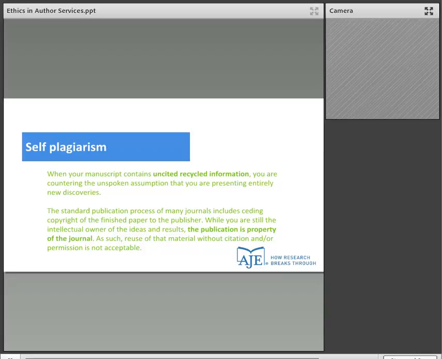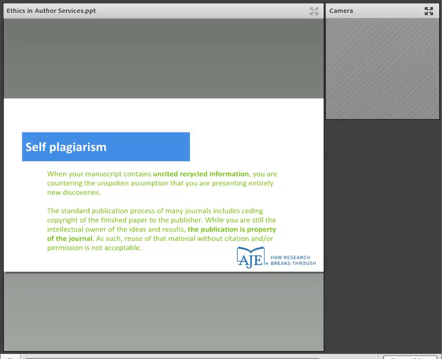When your manuscript contains uncited recycled information, you're countering the unspoken assumption that you're presenting entirely new discoveries. So the reader assumes that everything you're writing about is new. It's this new experiment, this new model. But if you've included something from an earlier study, your reader may not necessarily know that you're referring to your earlier work. Do cite your earlier work. Selfishly, you should do this so that your readers are directed to your earlier work, so that they will go read it and then perhaps cite it in their own work, which builds how many citations you're getting out there in the field. So definitely cite yourself. Give yourself credit as well.